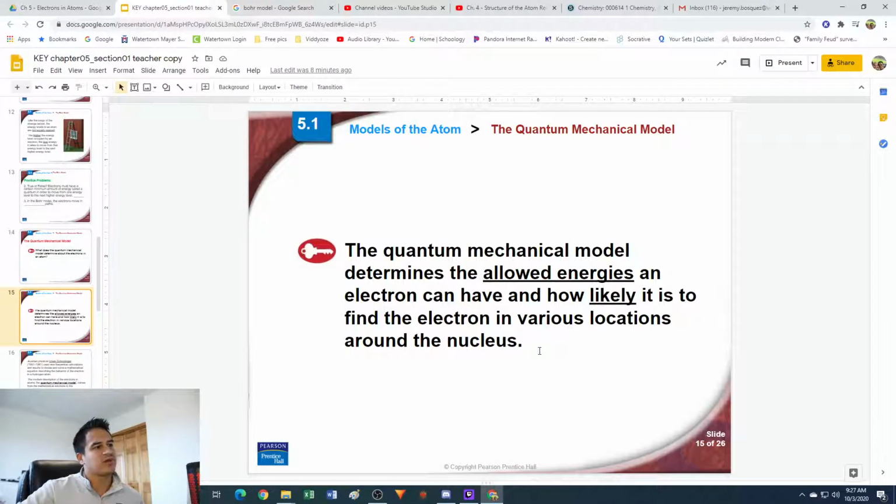So the quantum mechanical model basically determines that electrons have an allowed amount of energy, but you can't ever know exactly where they are. So the quantum mechanical model says, all right, you don't know if the electron is moving around in a circle here, okay? There's just a probability that it's there, but it could be somewhere else. Again, very weird concepts. And we're going to talk a little bit more about this here in a second.